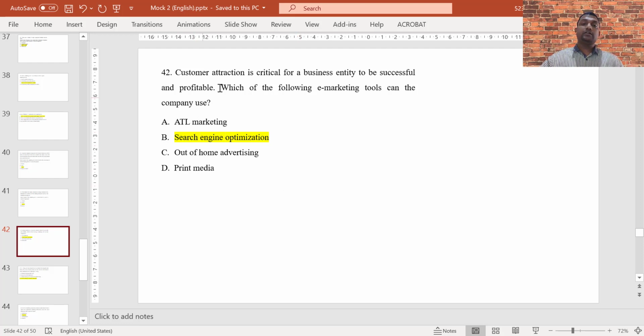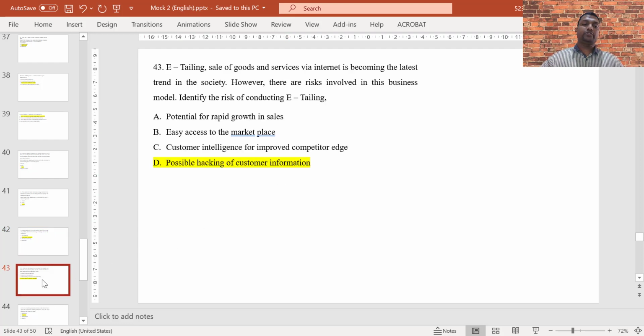As this is mentioning e-marketing tools, this is the e-marketing tool available in the answers. Other marketing tools, for example using print media for advertisements, can also attract customers, but it's not an e-marketing tool. So out of all the marketing tools here, the only e-marketing tool is search engine optimization.